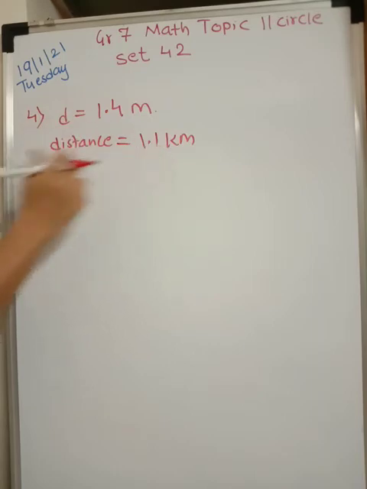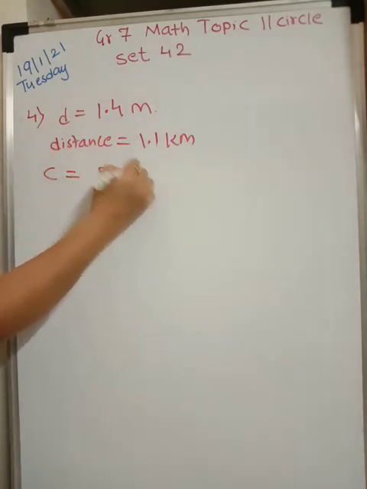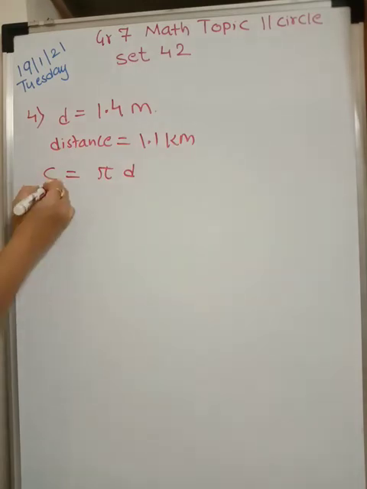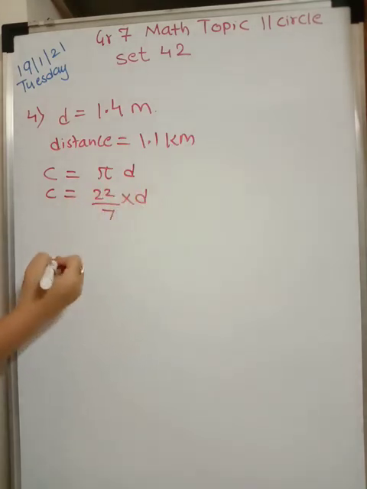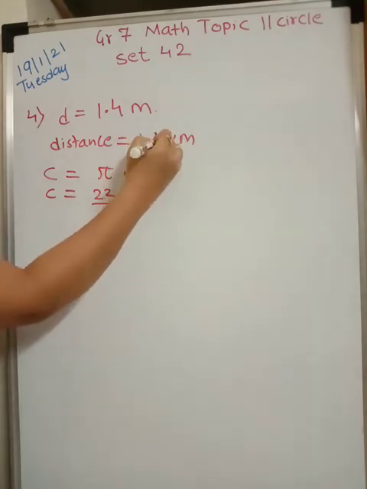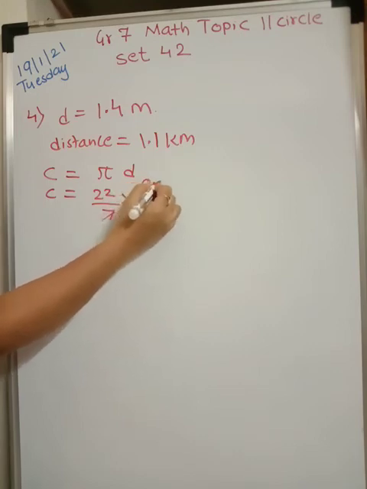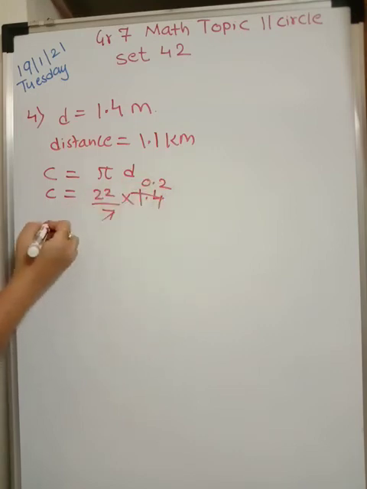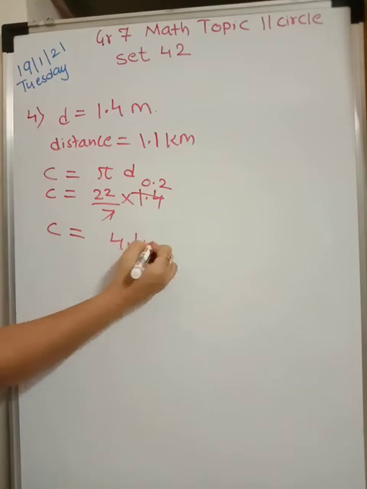So first let us find out the circumference. What is circumference? It is pi into d. We have d now. So C is equal to 22 upon 7 into d. Diameter is how much? 1.4. So you have 1.4. 7 ones are 7, 7 2s are 14, we know. So circumference is 4.4 meters.